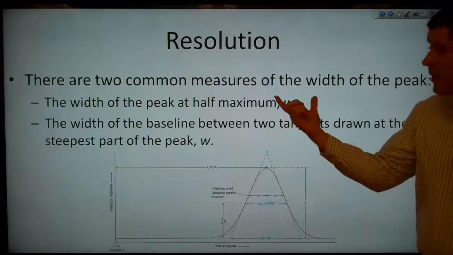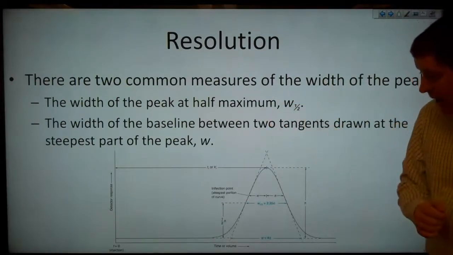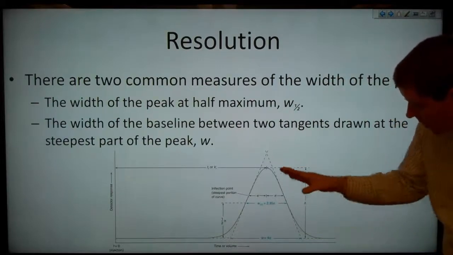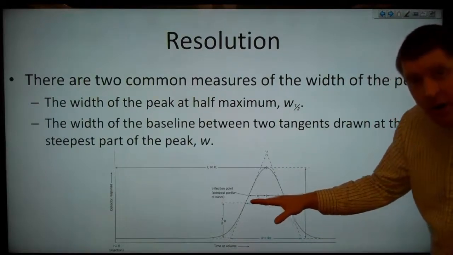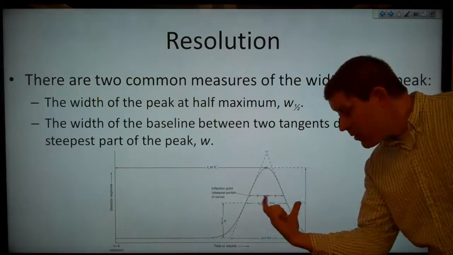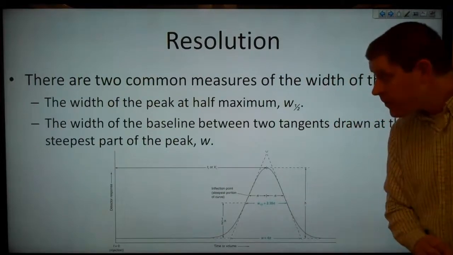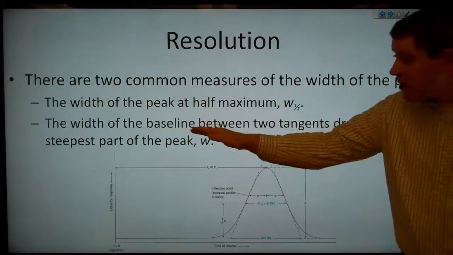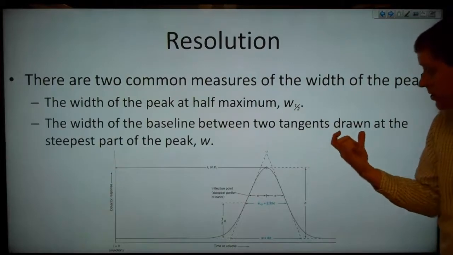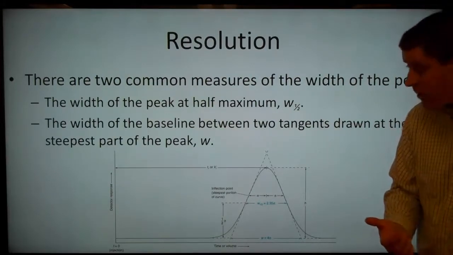There are two common measures of the width of the peak. The first is the width of the peak at half maximum. So if we have our peak here, we're looking at half height, and that width between the trace here and the trace there. That's the first method. The second method is the width of the baseline between two tangents drawn at the steepest part of the peak, so at the inflection points.